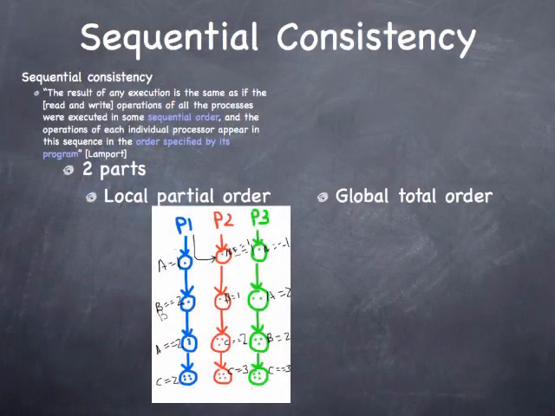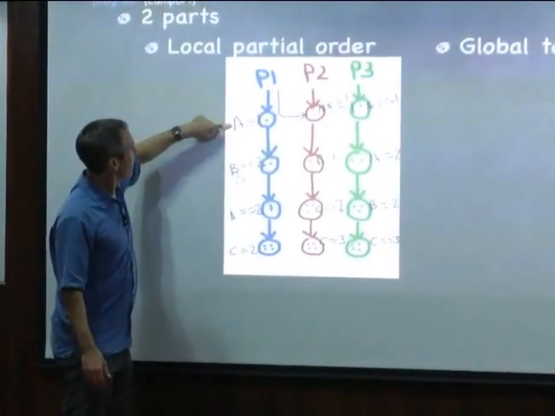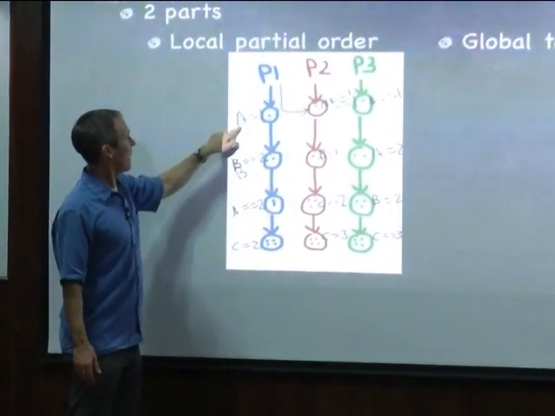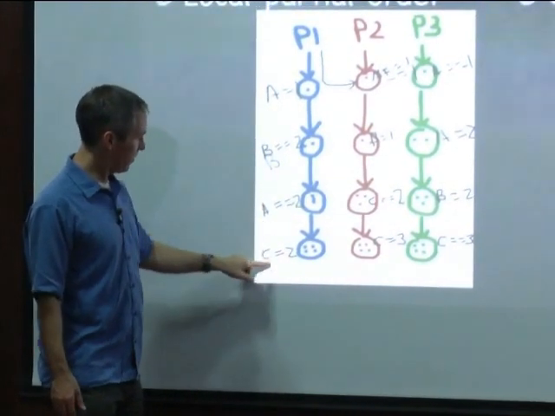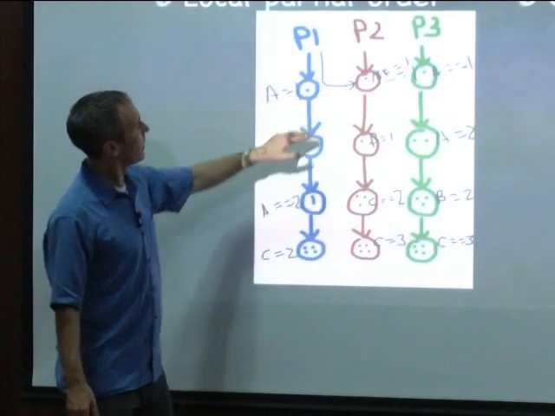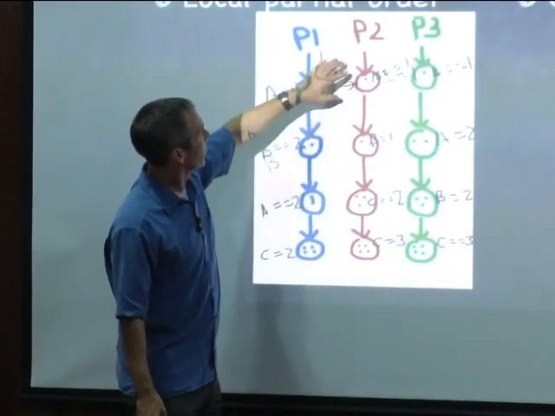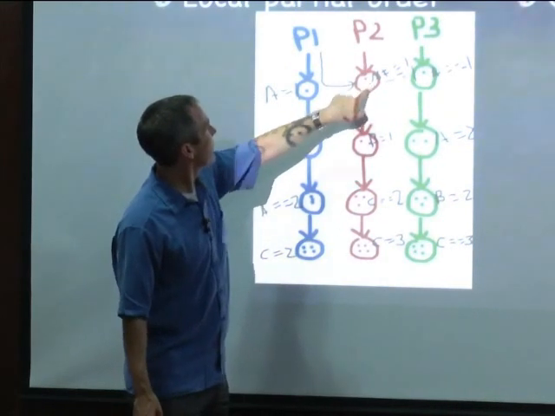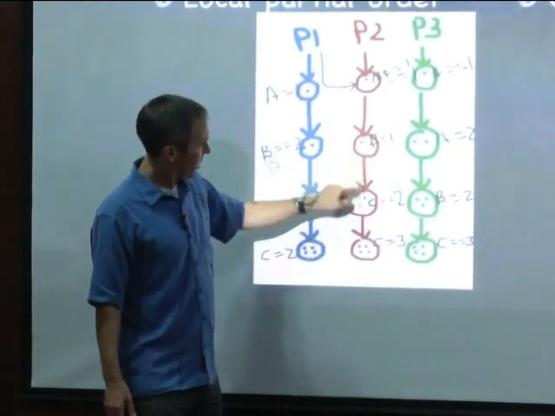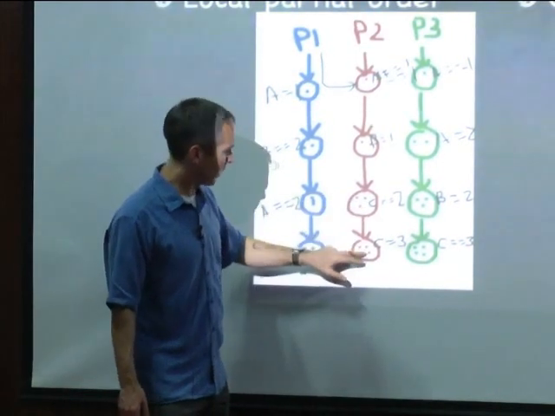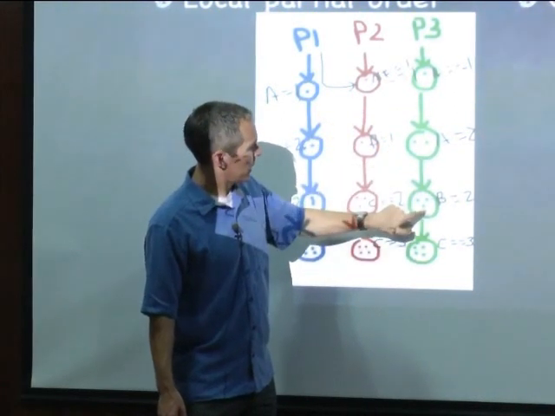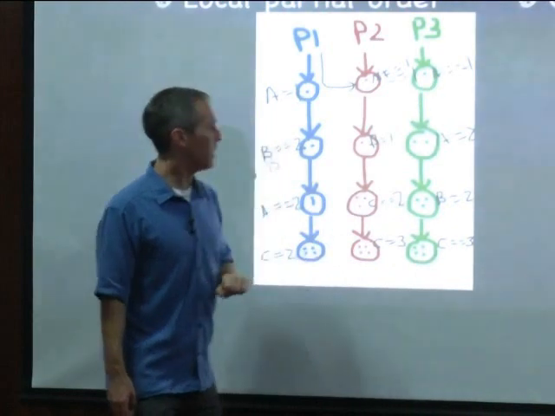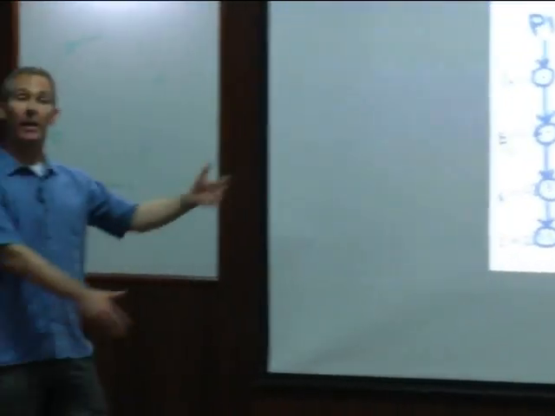So as an example of this, suppose that I had a system where process 1 writes 1 to A, then it reads B and it sees that B is 2, then it reads A and says that A is 2, and then it writes a 2 to C. Right? And process 2 is going to go through and see that A is 1, write 1 to B, see that C is 2, write 3 to C. Here I see A is 1, write 2 to A, write 2 to B, and read 3 from C. Right? And the question is, is that sequentially consistent?